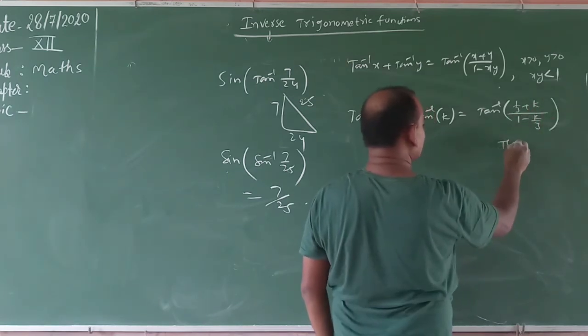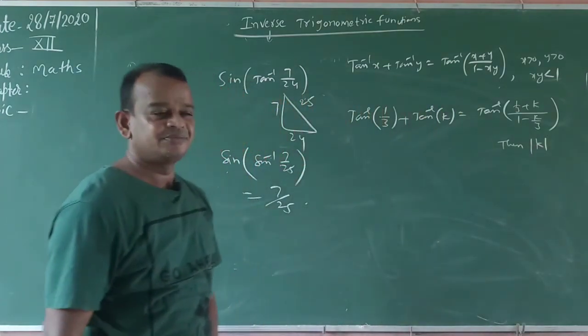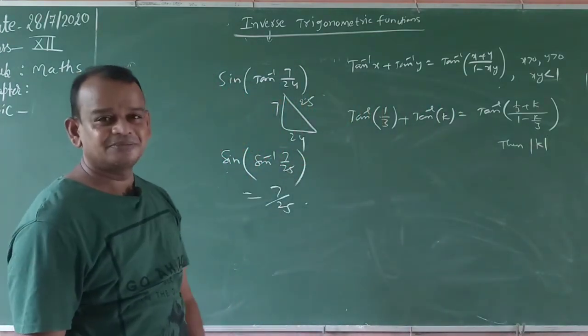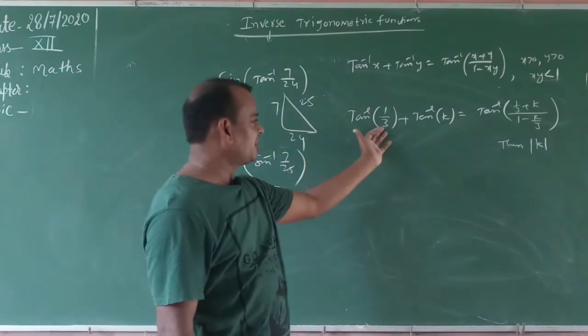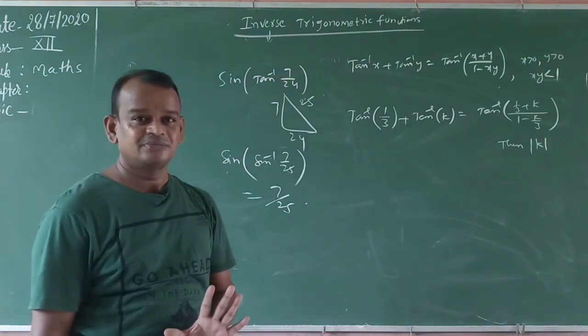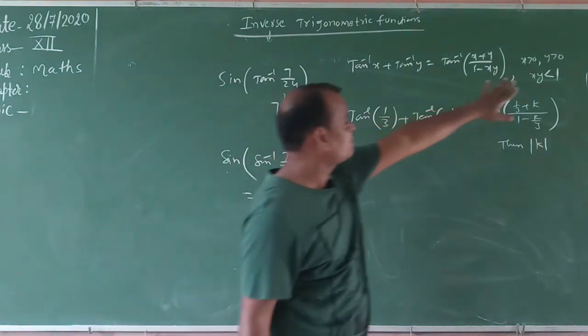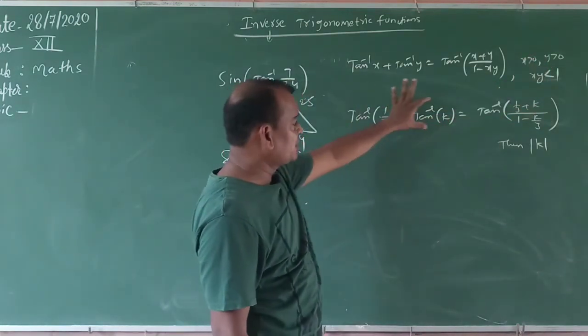Then mod k dash. That is the question. Where 1 by 3 and k are greater than 0, no problem at all, k is greater than 0. Now simply, 100% you remember this formula. 1 by 3 is positive, and k is already given positive.